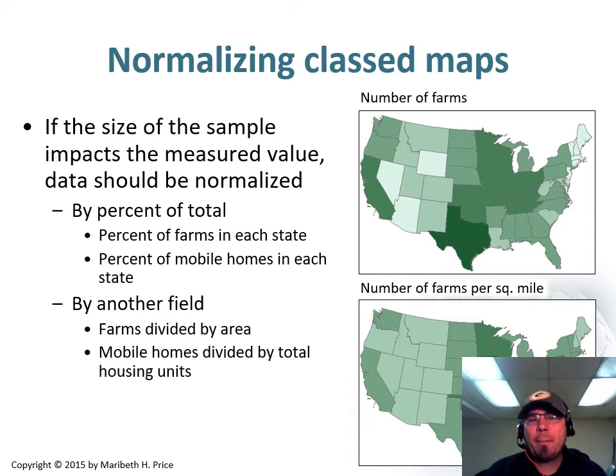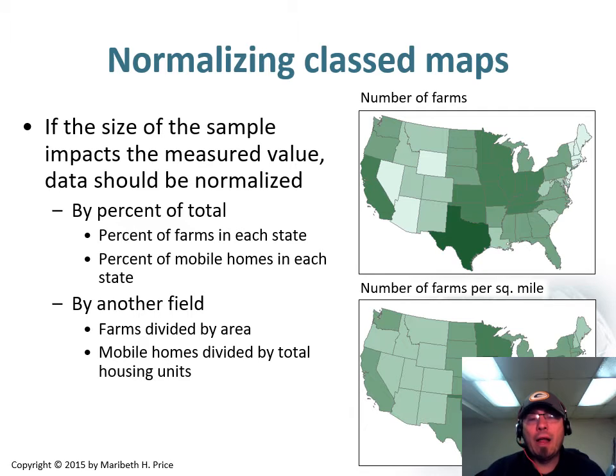So that map alone really doesn't tell you much in terms of the overall impact of farms on a given state. However, if you take the number of farms and you divide that by the area of each state, you get the map on the bottom, which shows a whole other story. Here you can see Iowa, for example, is now very dark green because Iowa has almost nothing but farms for the size state it is.